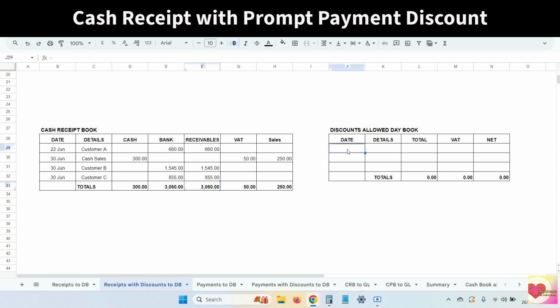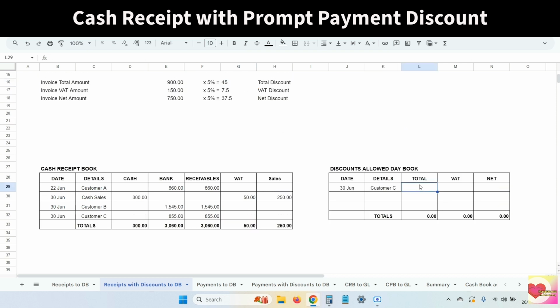Then let's enter the discount details to our discounts allowed daybook. Let's enter the date and the customer name. Then let's enter the total discount, the VAT discount, and the net discount.